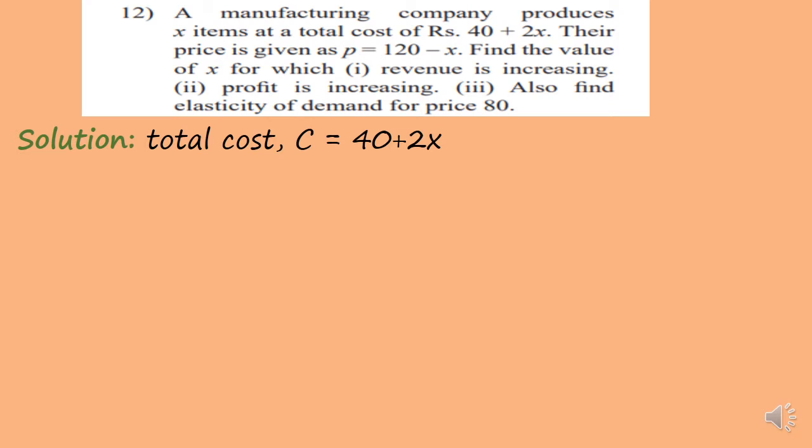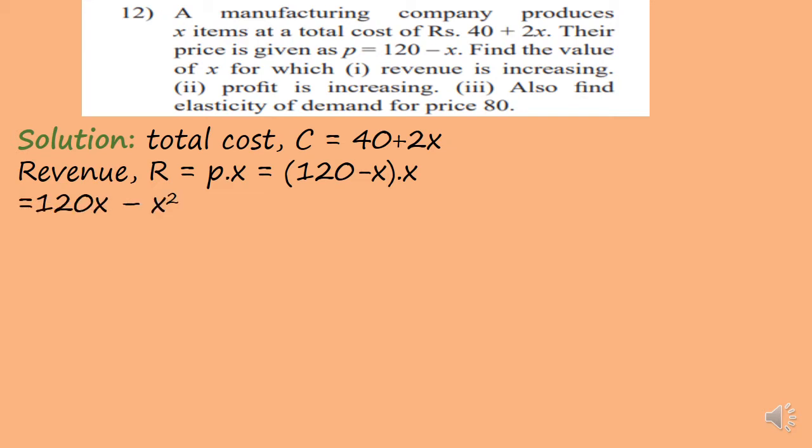So here total cost is given to us, that is C = 40 + 2x. Then the revenue R = P into x. Remember, revenue means total selling price. I have told it to you before also. So P into x, which is 120 - x, the function for P, into the number of items, that is x. Thus we get R = 120x - x². Now in the first case, we want to find the value of x for which revenue is increasing.